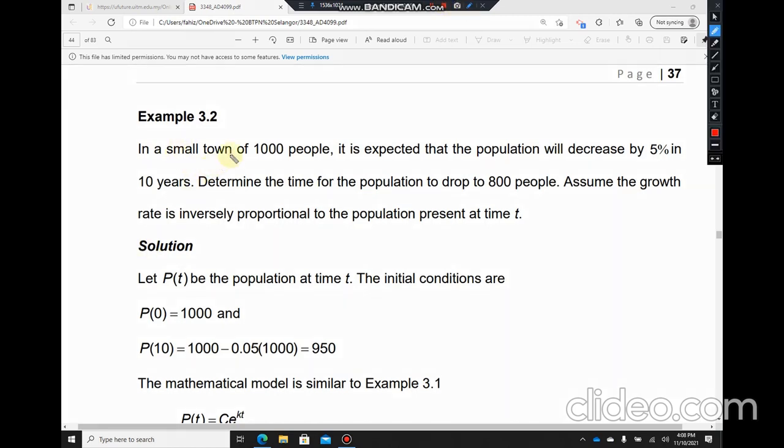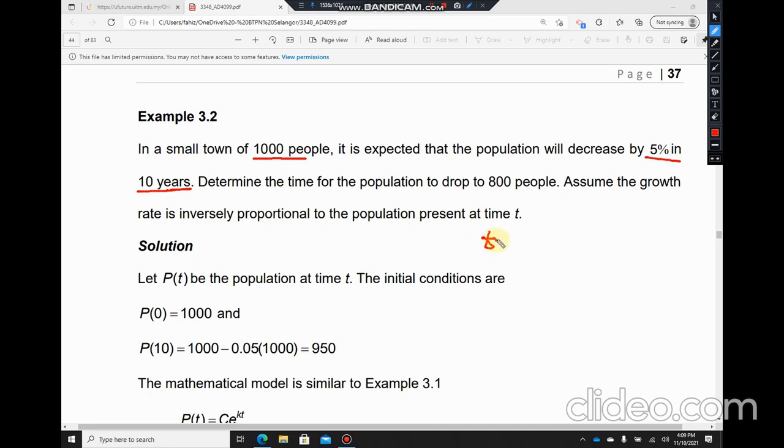Okay, in a small town of 1,000 people, it is expected that the population will decrease by 5% in 10 years. Okay, determine the time for the population to drop to 800 people. Assume the growth rate is inversely proportional to the population present at time T. Okay, so this one you can cari information kat sini, apa maklumat yang diberi.